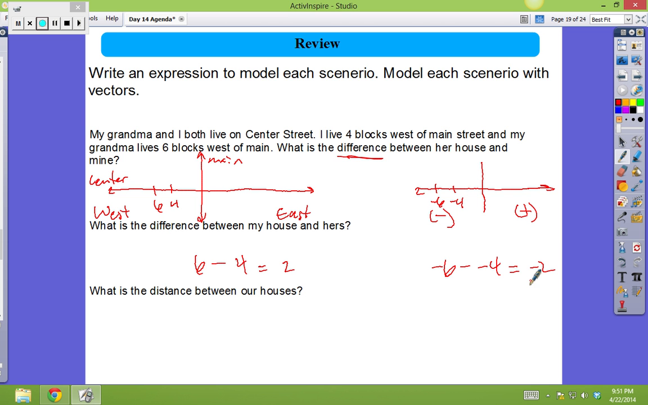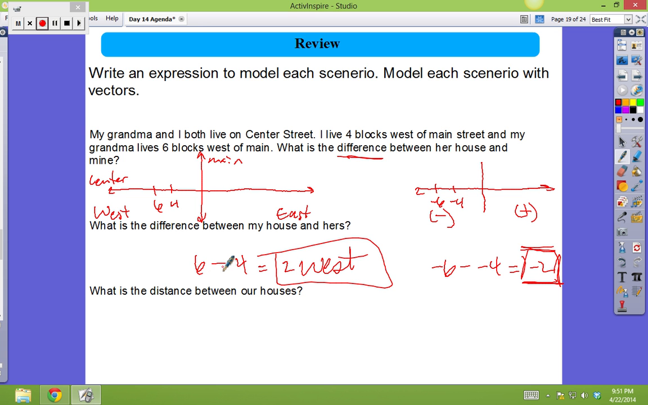So there's a big deal, and the negative is telling me direction. So check this out. You can't just leave this as 2. You've got to tell me the direction, and we are going to the west. So it's either got to be -2 or it's got to be 2 to the west.